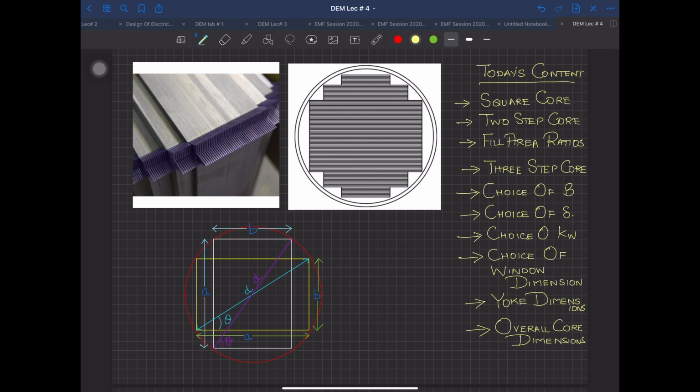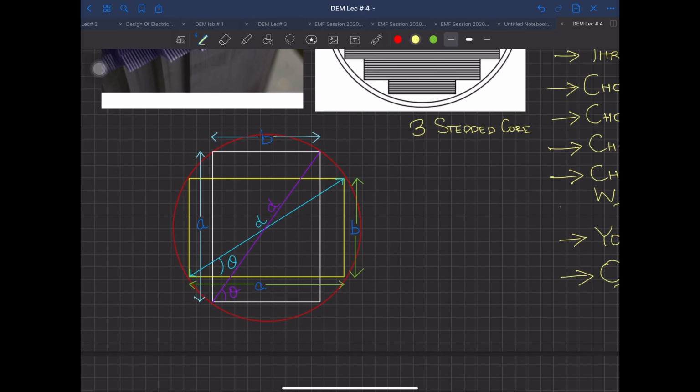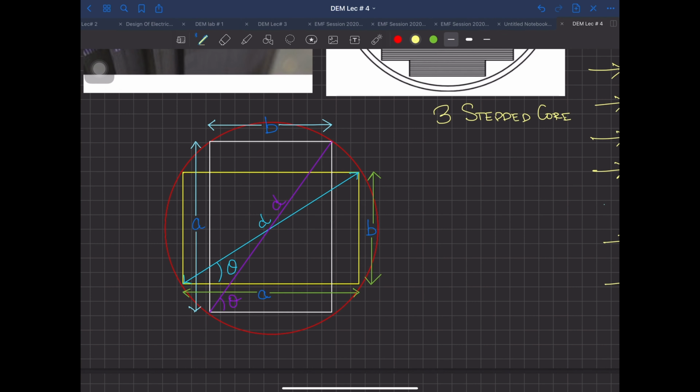So over here you can see the stepped core. Here this is a three-step core. In fact, we use the word three-stepped core, not step only. And over here I have drawn a two-step core in front of you. I hope you can see very clearly how a two-step core is there.